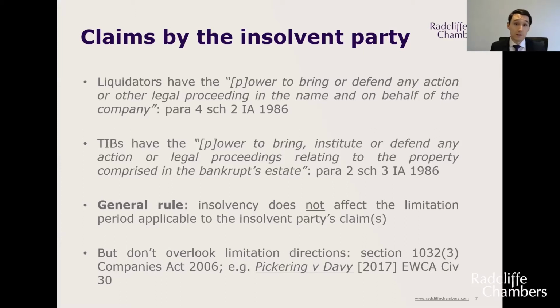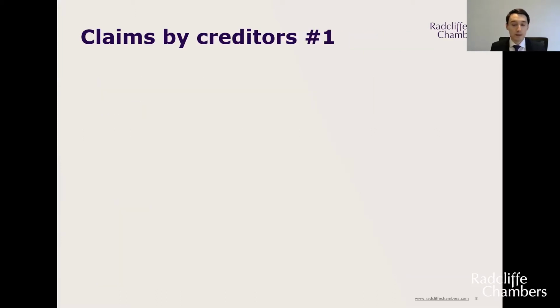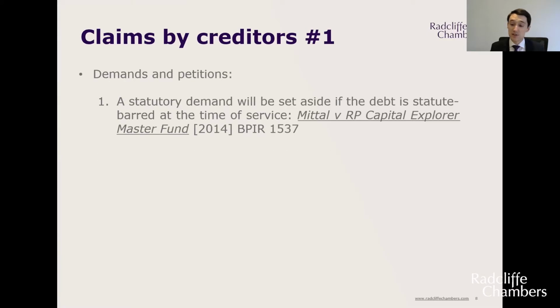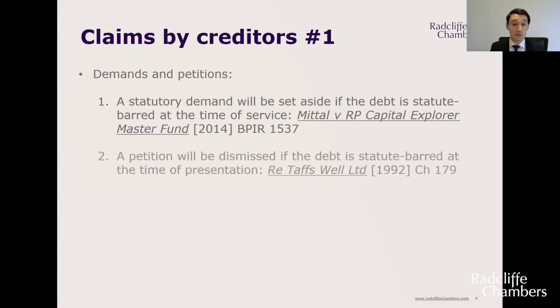Let's now look at the other side of the coin then, creditors. And there are essentially 3 different stages for us to consider here: statutory demands and petitions, proving an insolvency, and then suing the insolvent party. Now, at the demands and petition stage, there are 4 key principles. The first is that a statutory demand will be set aside if the debt is statute barred at the time of service. Similarly, a petition will be dismissed if the debt is statute barred at the time of presentation.